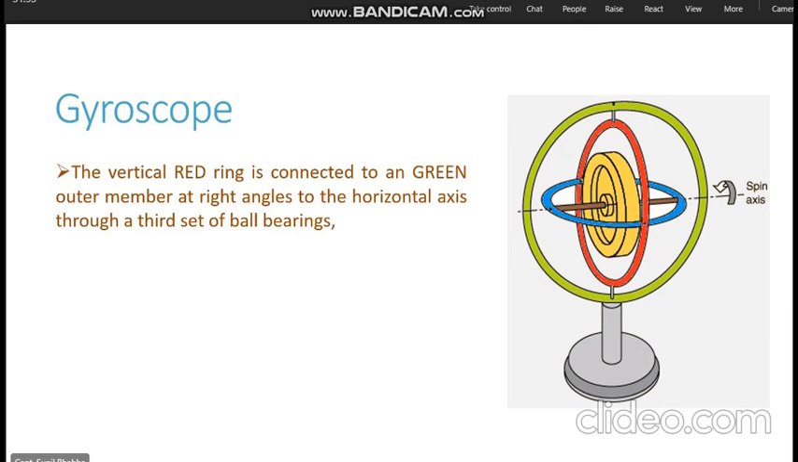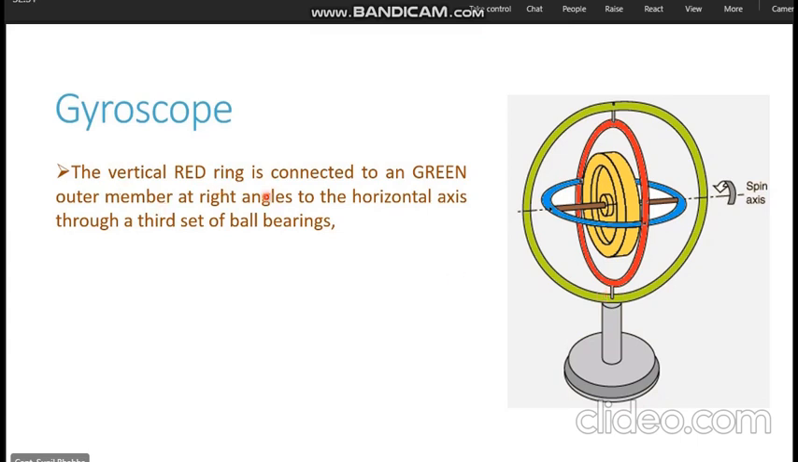Now moving further still, if you pay your attention to the red color vertical ring, you will see that this red color ring is connected to the green outer member. There is a green outer member. The red color ring is connected to the green outer member at 2 points. One point is exactly on top of the diagram. This is 1 point shown by the laser pointer. And the second point where the red ring is connected with the green outer member is this particular point. Now at these two connection points, we have a third set of ball bearings.